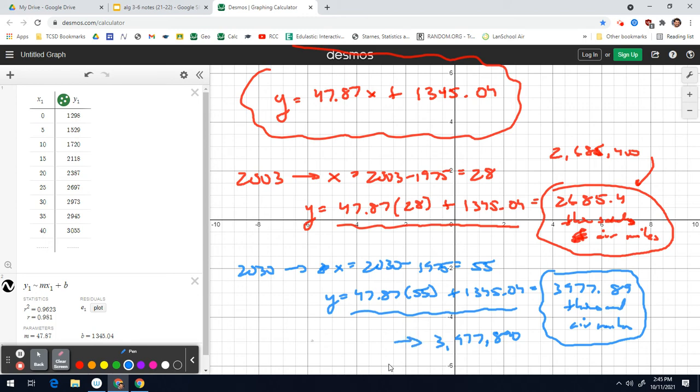This might not be reliable. And again, it's because you're using a year outside of the range that they gave you, all right? And that's called extrapolation. Just be careful.